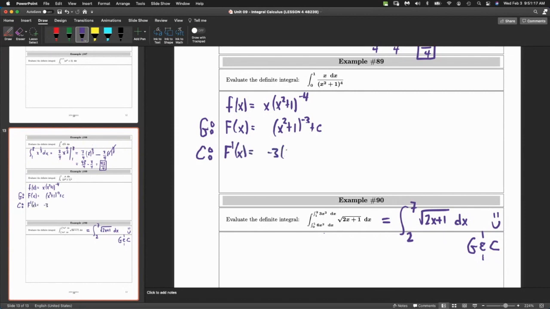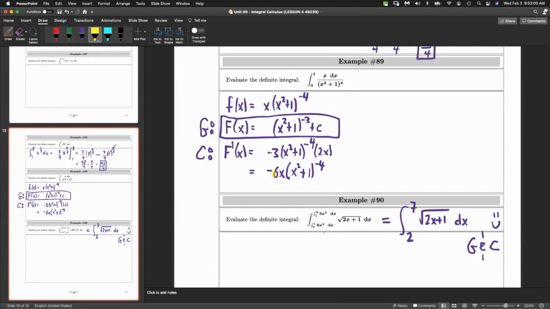So that's -3 times x squared plus 1 to the -2 times 2x. So that's -6x. That's a 6, sorry. I can't do subtraction today for some reason. That's -4 there. I did a little hiccup there at the end, but ultimately this is what our antiderivative is, because we're guessing the answer.